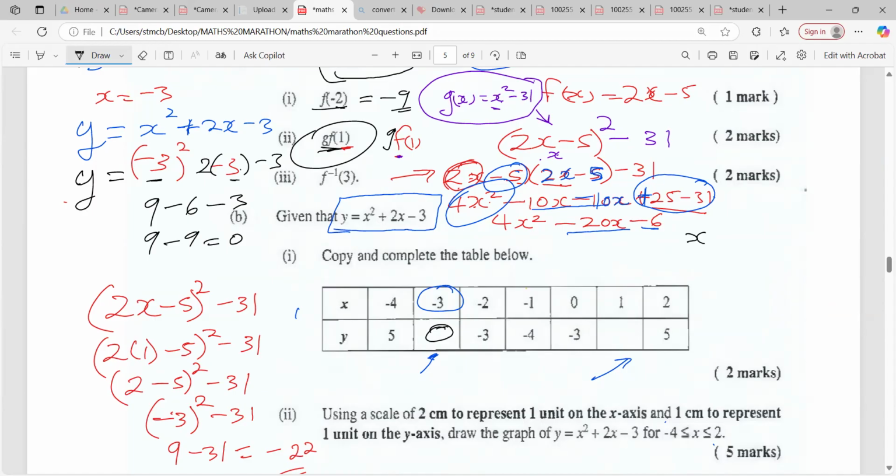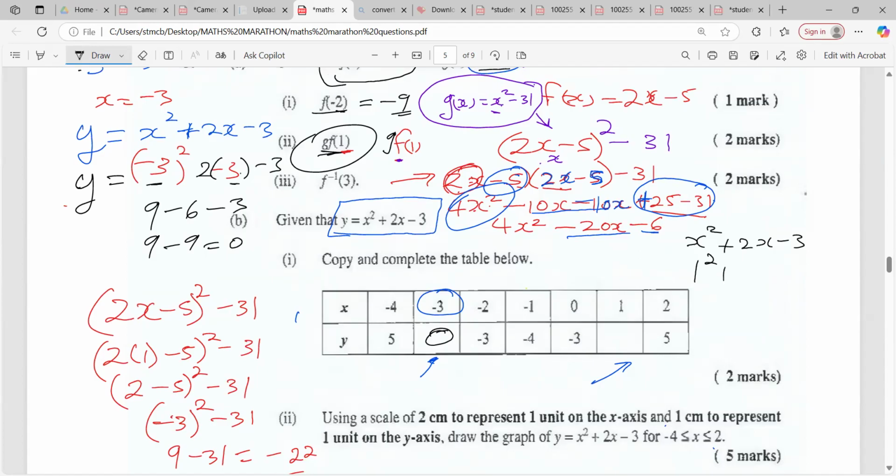So 1 squared is 1, and 2 times 1 is 2. So 1 plus 2 is 3, minus 3. Some people don't get this one. They say it can't be 0. So CXC plays mind games. It's correct.